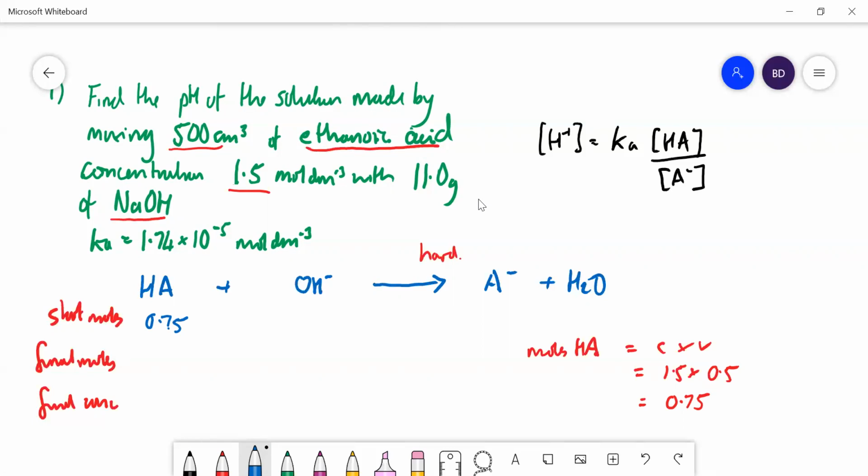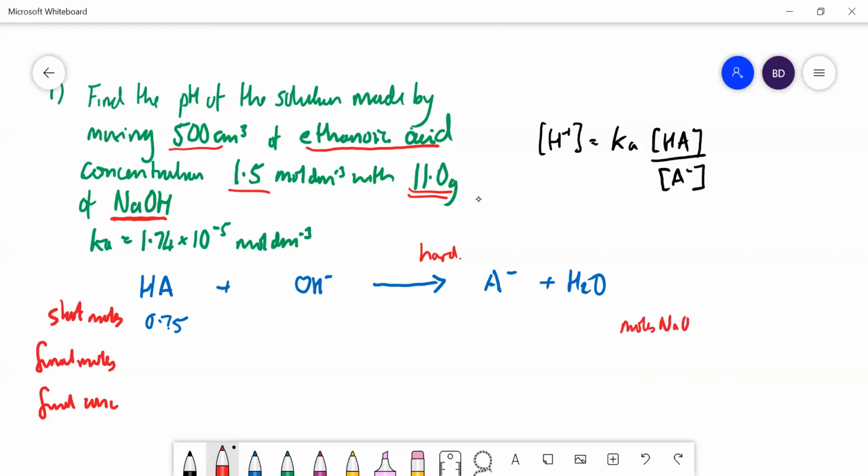How are we going to work out the moles of OH minus now? Right, moles of OH minus, they give us 11 grams. So they're giving us a mass, it's not a solution, so it's not concentration times volume. They give us NaOH, so we can use moles equals mass over Mr. So the moles of NaOH is equal to the mass over the Mr, which is 11 grams of it. The Mr of sodium hydroxide is 40. So that's equal to 0.275, I think. So let's put that down, 0.275. And we have 0 A minus to start off with, and we've got water, but we don't care about that.